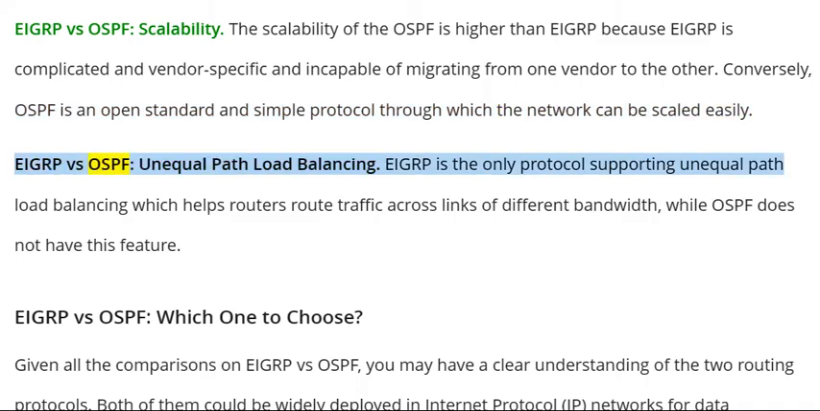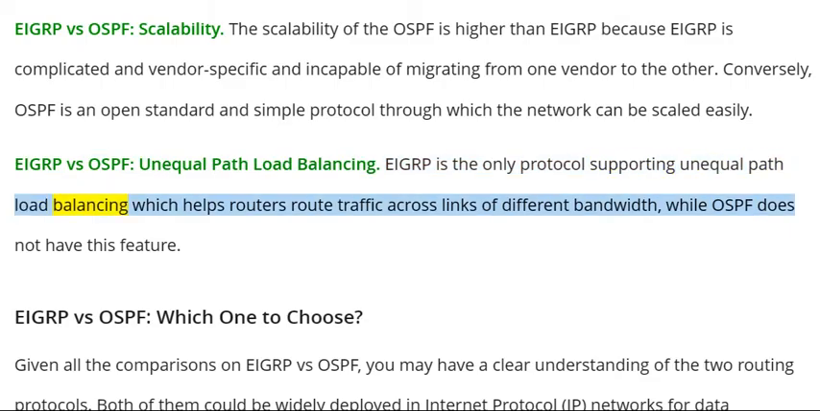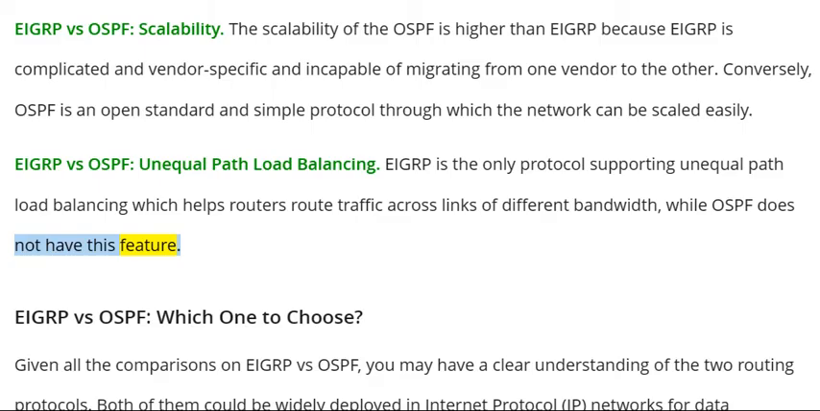EIGRP versus OSPF. Unequal path load balancing. EIGRP is the only protocol supporting unequal path load balancing, which helps routers route traffic across links of different bandwidth, while OSPF does not have this feature.